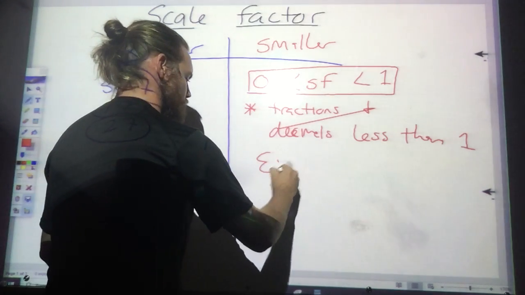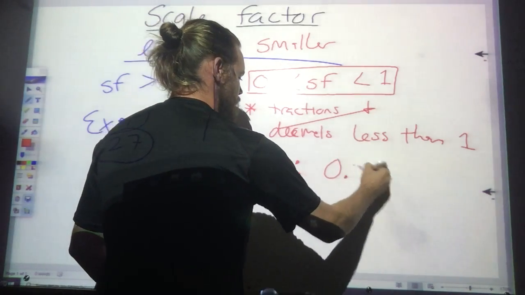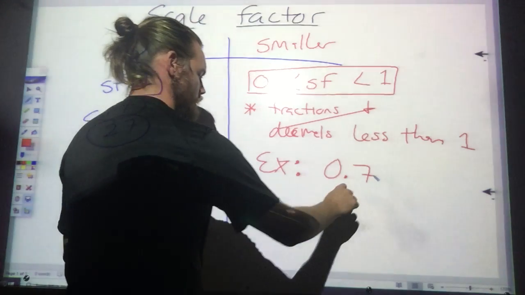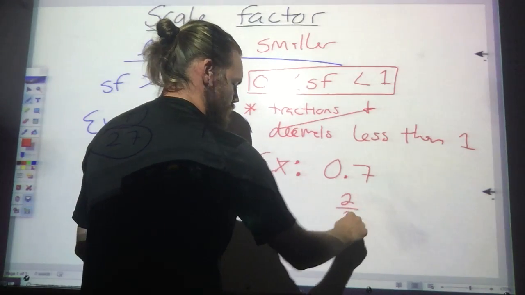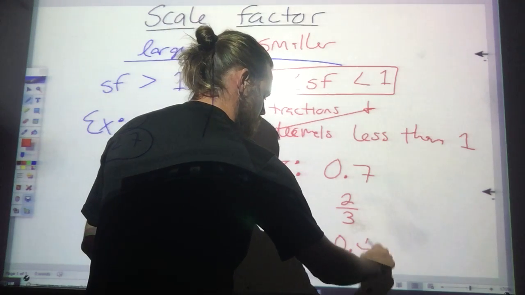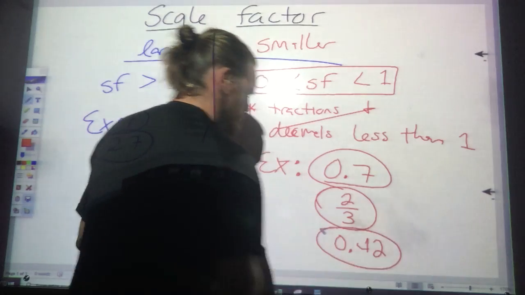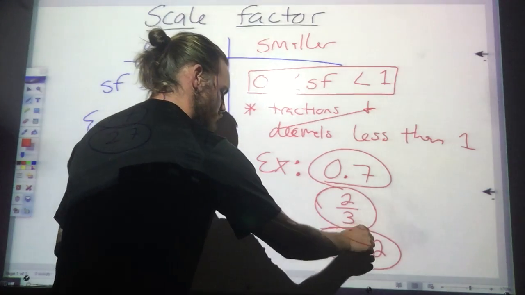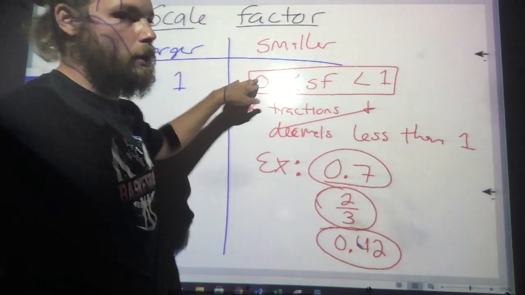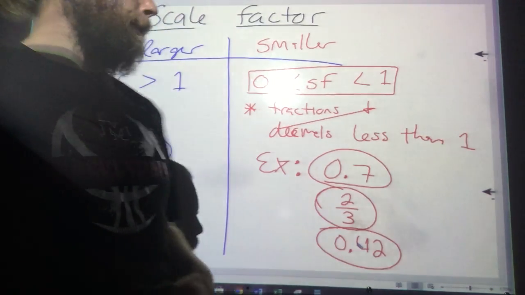So a couple examples. 0.7, 2/3, 0.42. Okay, less than 1, but greater than 0. Okay, if your scale factor is between 0 and 1, your new image will become smaller.